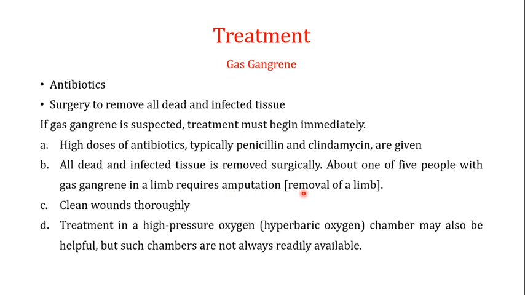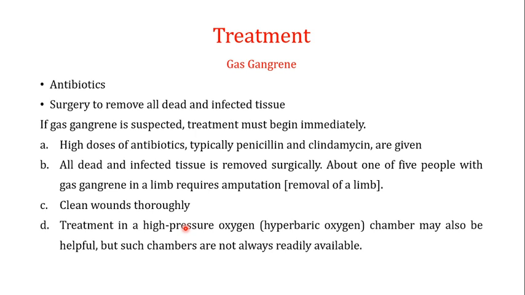But amputation means the removal of the limb, because if the whole limb is dead, that can cause problems in the other body parts. So usually what the doctors do is that they go for amputation if they are sure that the limb has been totally affected due to the gas gangrene, and that it is no more of use. The third thing you have to do is clean the wounds thoroughly, so that Clostridium perfringens do not spread to the nearby areas.